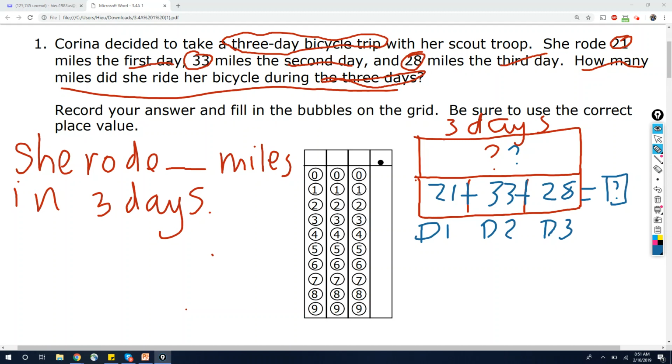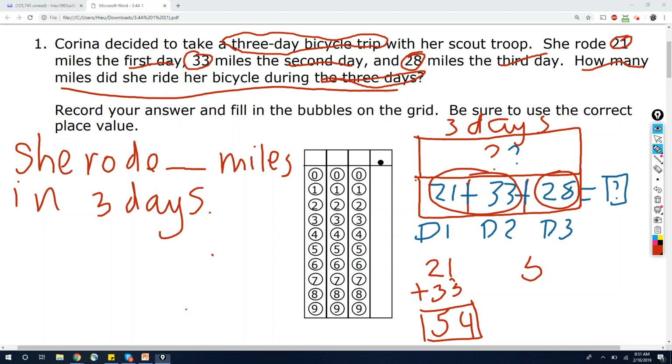All right, so Miss Win, go ahead and first we'll try the first two numbers. Okay, we have 21 plus 33. We line them up, 1 with the 1, 10 with the 10. So 3 plus 1 is 4. 2 plus 3 is 5. Then I'm going to use 54 plus 28.